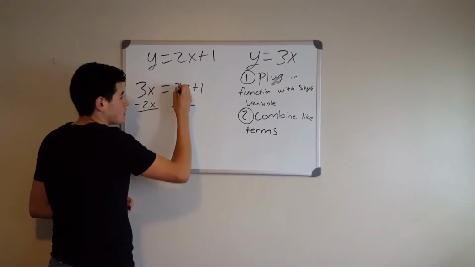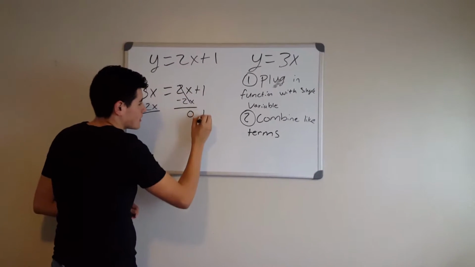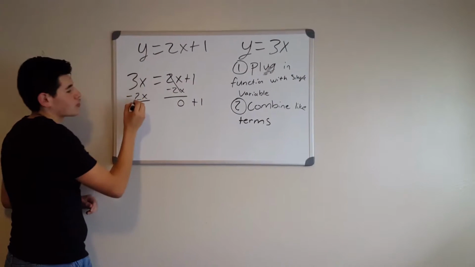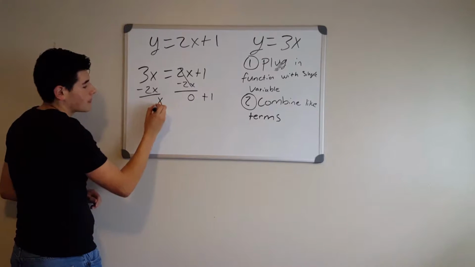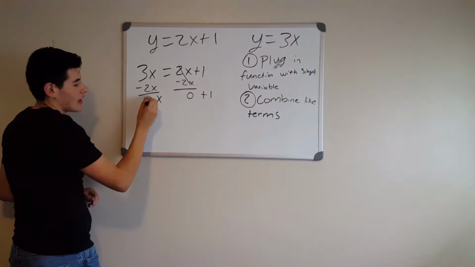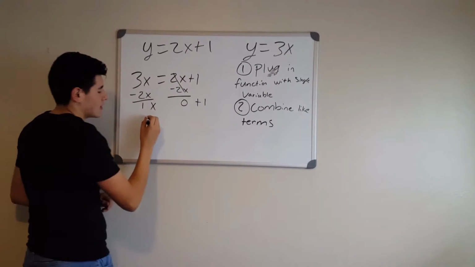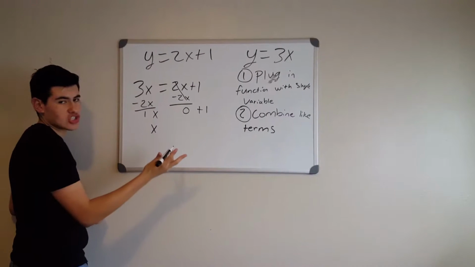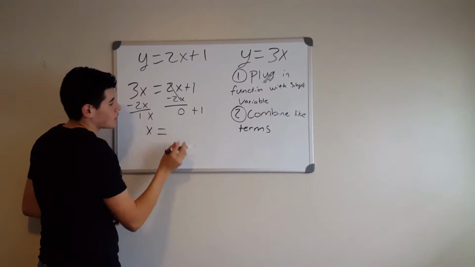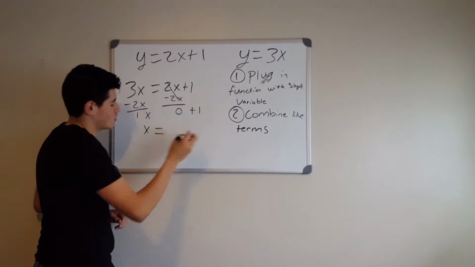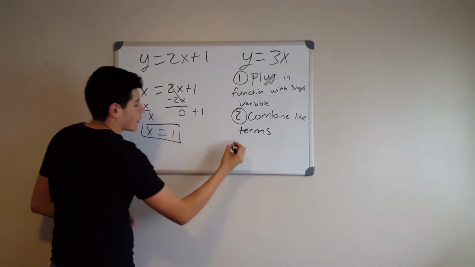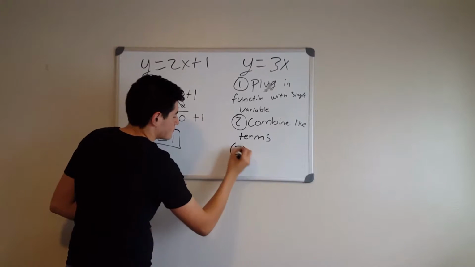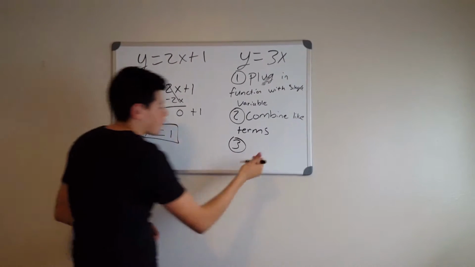So 2x minus 2x is 0. Bring down the plus 1. On this side, 3x minus 2x. So the x's stay the same, but since we have 3 minus 2, we get 1. So we just have 1x. So then let's simplify. This 1x can just be written as x is equal to 0 plus 1, which is just 1. So x is 1. So then our third step there was to solve for our variable.